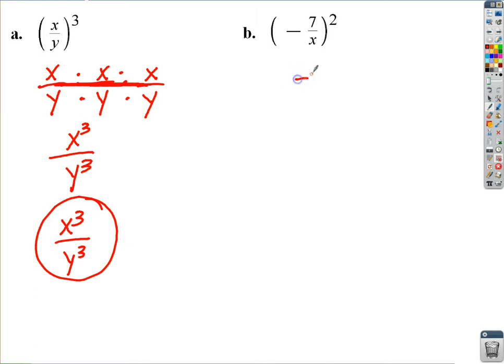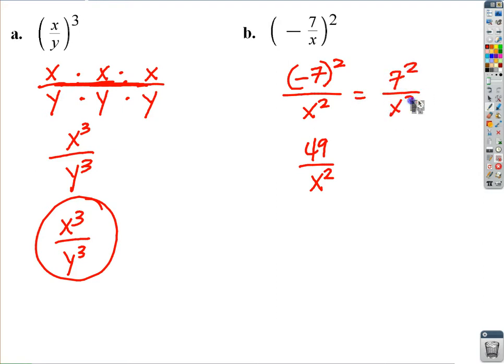Okay? Well, hopefully you got negative 7 squared over x squared. And this one, of negative 7 squared, you're going to end up with, you could say 49 over x squared, right? Or you could have said, right, a negative 7 times a negative 7. You could have left it as 7 squared over x squared. Okay, just as long as you get the general idea here.